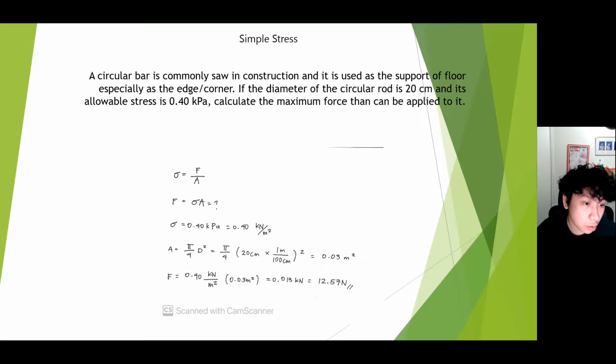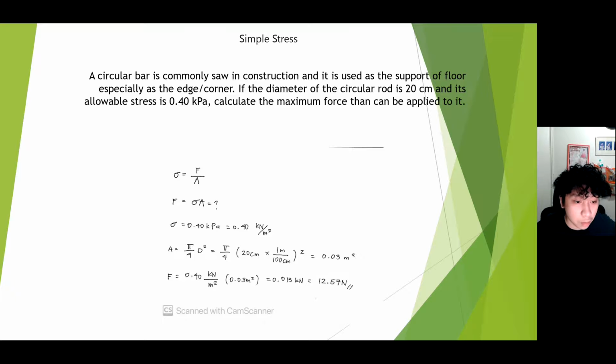So stress is equal to force over A. So force is equal to stress times A. So iyon po yung hinahanap. So ang stress ay mayroong 0.40 kPa is equal to 0.40 kN over m squared. So madalas sa stress ay ginagamit ang diameter. So may formula tayo sa area na equals pi over 4 d squared.